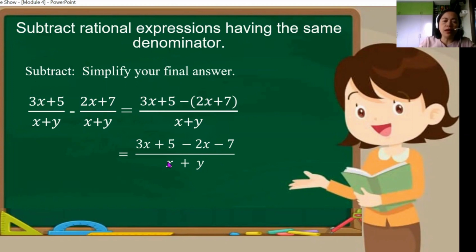And then, simplify. So, when we simplify, we collect like terms. Makikita natin na may like terms tayo, 3x and minus 2x. Like terms sila kasi pareho nga sila ng variable, di ba? So, pwede nating i-collect yan. Okay, 3x minus 2x is equal to x. Di ba? 3x minus 2x. So, isang x na lang. 3x minus 2x is x. 5 minus 7 is negative 2 over x plus y.